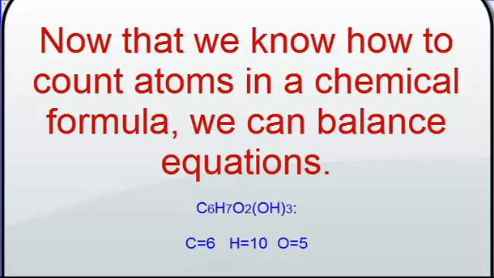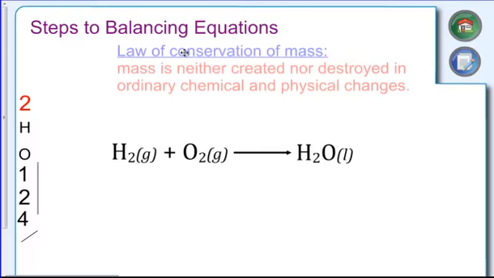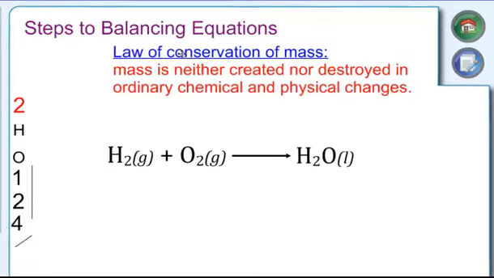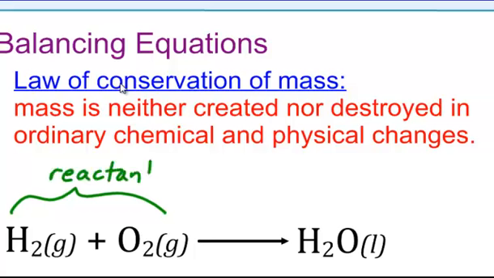So now we're going to apply what we know about counting atoms to balancing equations, the steps to balancing equations. The first thing that we need to know is the law of conservation of mass. And basically it says that you can't create or destroy mass. Whatever you start off with on the reactant side, so remember this side right here is your reactants, and this side over here is your products.